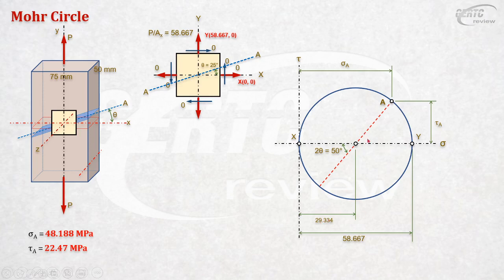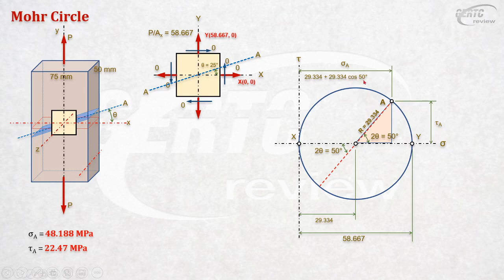So of course, this angle here is equal to that. That's also 50 degrees. This is 50 degrees, and this is the radius of the circle, which is 29.334. It is half of the diameter. Now focusing on this triangle here, sigma A is this distance plus this distance, this R plus this one. So that will be 29.334 plus, how much is this? This is R cosine of 50 degrees.